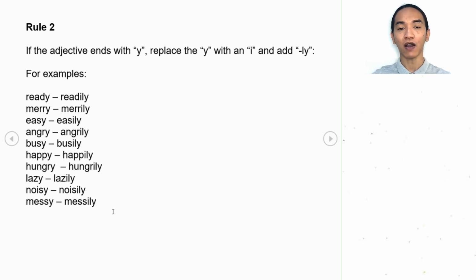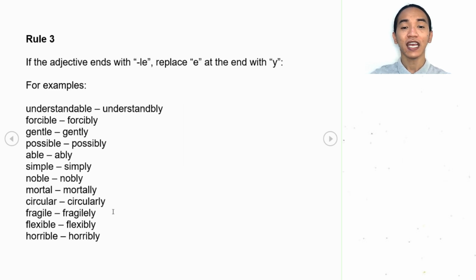All right? Now, for rule number 3, if the adjective ends with le, replace the e at the end with the letter y, okay? So if your adjective ends with le, just change e to y, okay? Like for example, understandable. So just remove the e and then you add y. So it becomes understandably. Okay, forcible, forcibly; gentle, gently, and the other examples here.